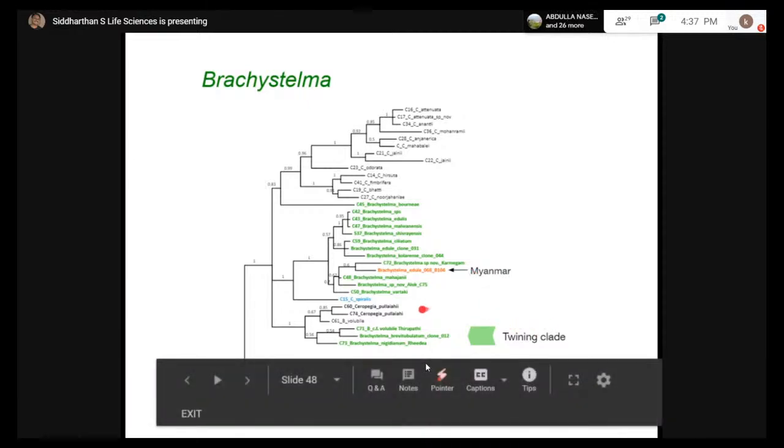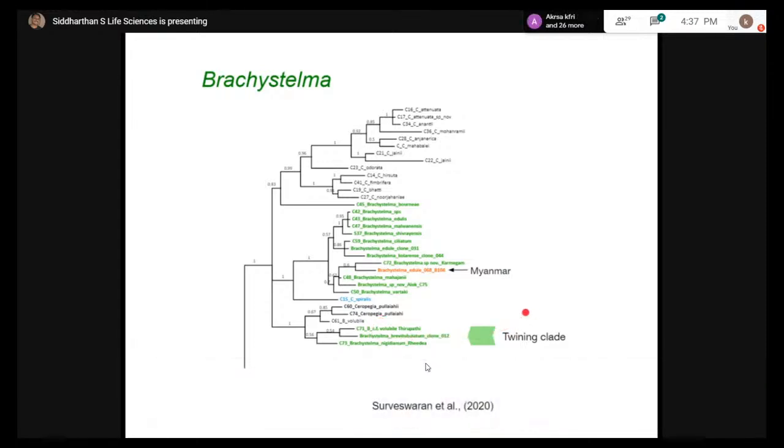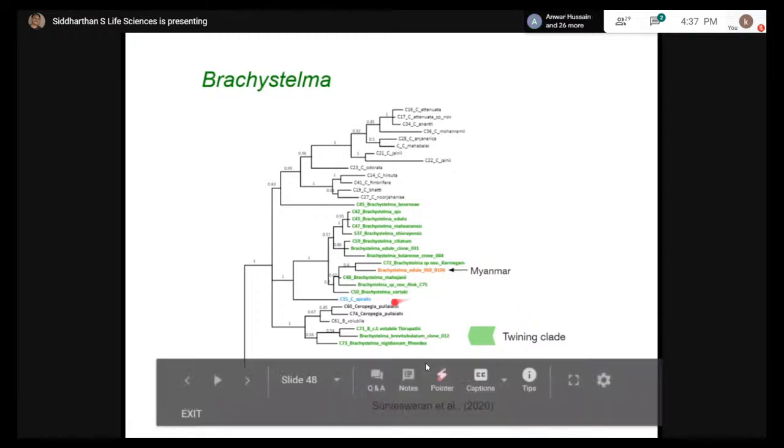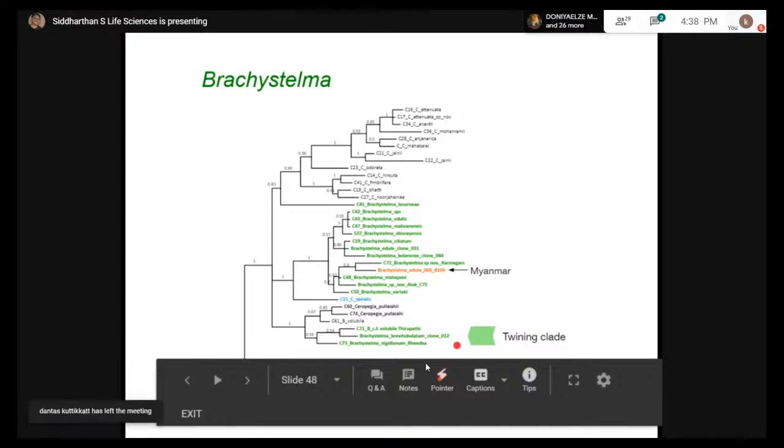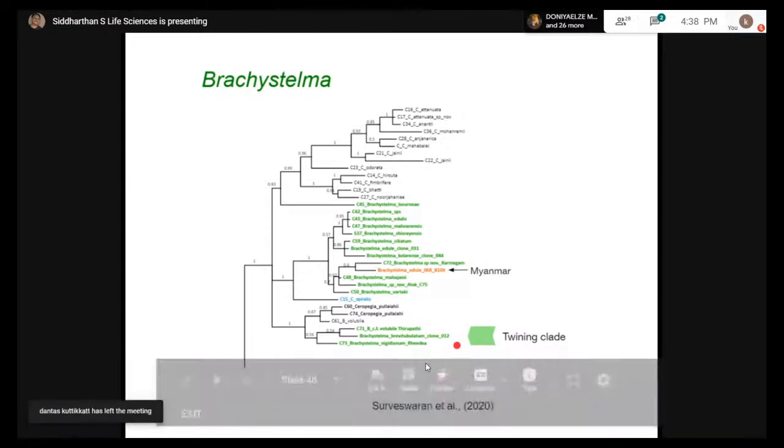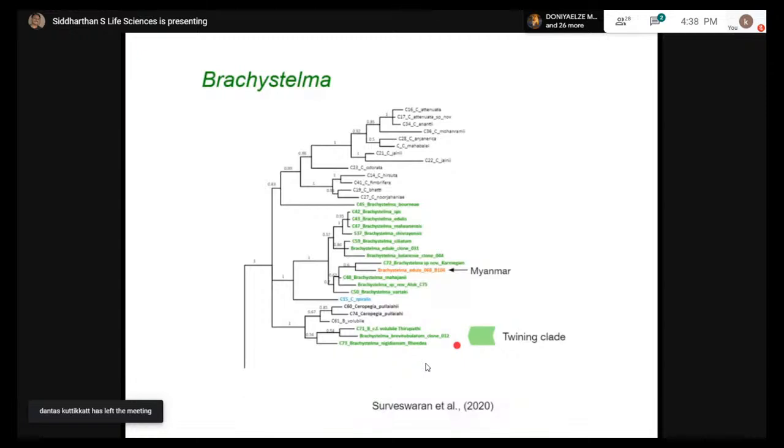And then we have the twining clade. Within the Brachystelma image I showed, they are all erect species. The separate Eastern Ghats lineage, which includes the Ceropegia pullayi, is related to the twining clade. There are only three climbing Brachystelmas in India. It is unique in the whole world. There are no climbing Brachystelmas in Africa either.